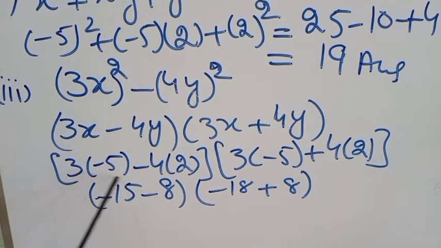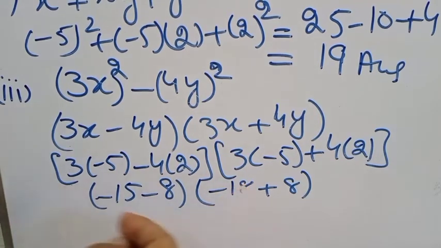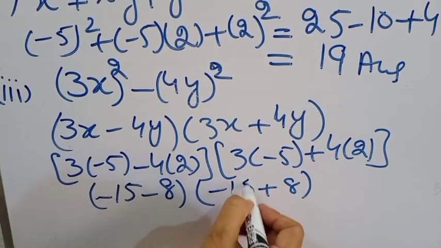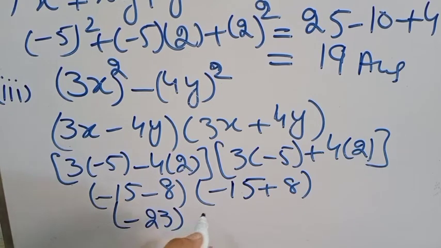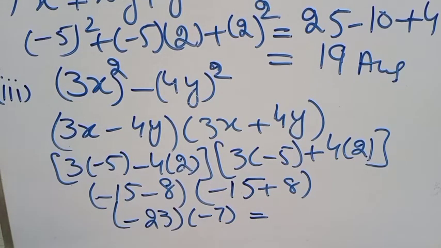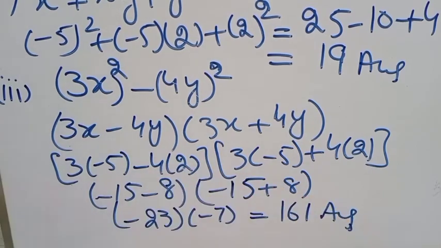Then simplify: 3 fives are 15, minus 15 minus 8, minus 15 plus 8. We observe that minus 15 minus 8 gives minus 23, and minus 7. After multiplication, minus times minus is plus, and we have 161, which is our answer.